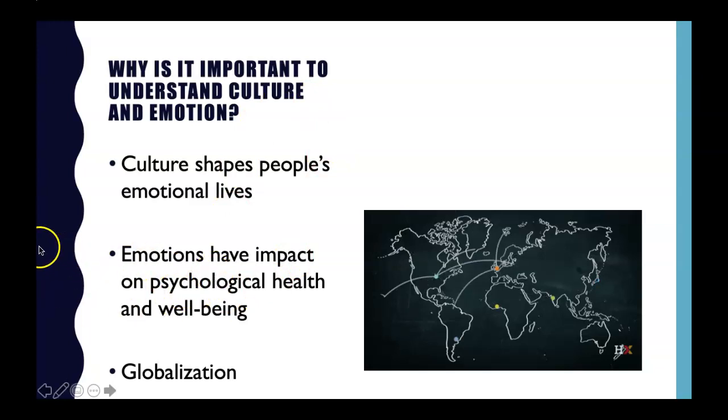Emotions are going to have an impact on psychological health and well-being. We're going to see that different levels of expression of emotion may have good or bad effects on the individual, depending on what type of culture they stem from. So we're going to look at depression, for example, because depression has some issues with expressing emotions for North Americans. So we're going to dive into that issue further.